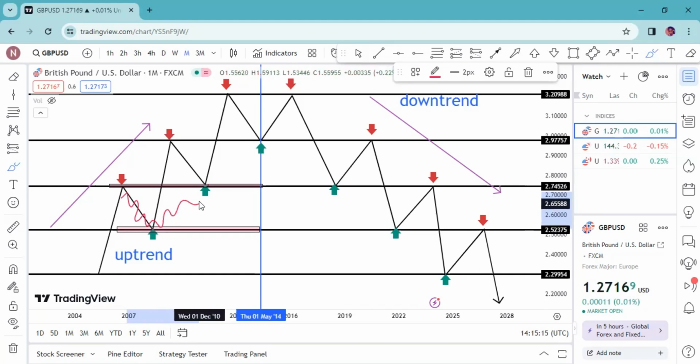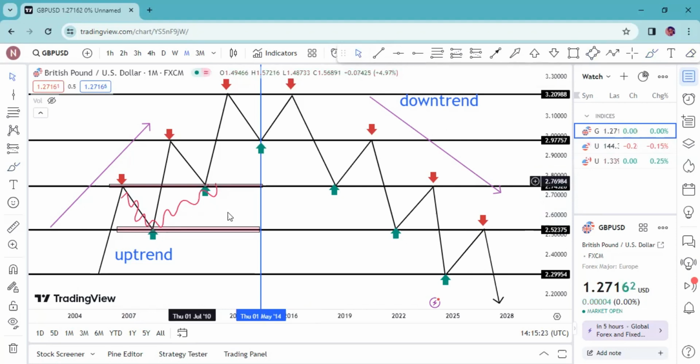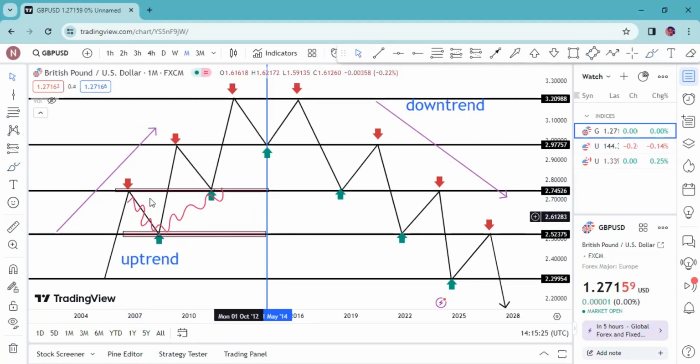Now the market moves something like this, up to that point. Now, how do I look for entry here? How do I look for entry?